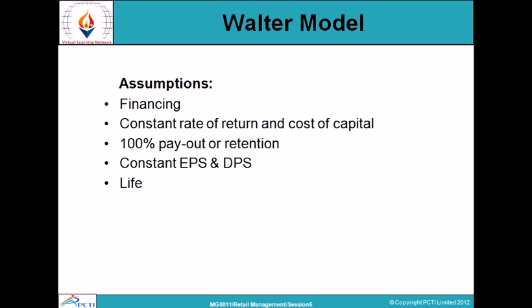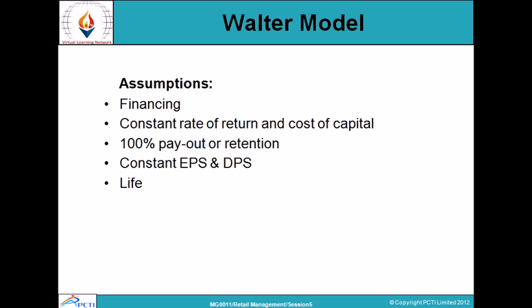The Walter model was formed by Professor James E. Walter, and he considers that payouts are relevant and have a bearing on the share prices of the firm. He stated that all investments made by the company cannot be separated from its dividend policy, and both are interlinked. That means they are dependent on each other. However, the choice of the appropriate dividend policy affects the value of the firm.